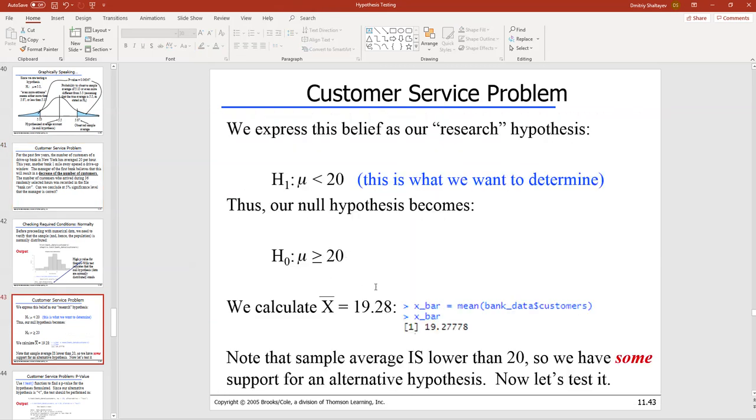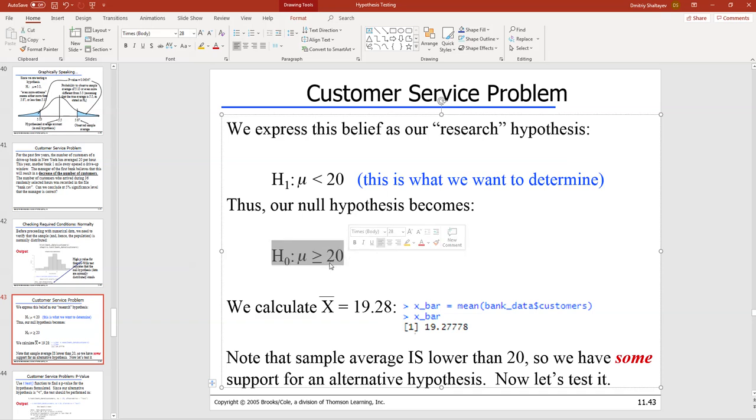So my alternative is going to be this: that the new mean, the average number of customers that come in every hour, is now less than 20, less than what it was historically. That's exactly what I'm testing. The opposite of that becomes my null hypothesis. Remember, null is the status quo. It's the statement that reflects the world in its normal, comfortable state. Normal is to see 20 customers on average per hour. That becomes my null hypothesis.